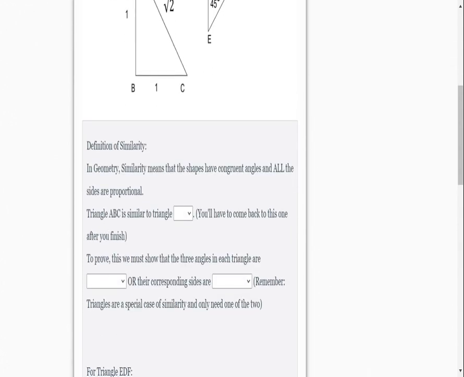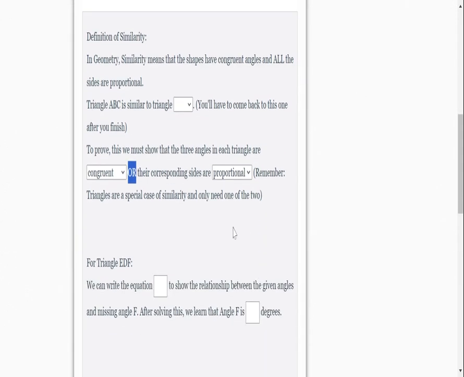To prove this, we must show that the three angles in each triangle are congruent or their corresponding sides are proportional. Okay, so this is a new thing. The "or" happens because they're triangles. If they're any other shape, we have to prove both. But for triangles, one proves the other. So triangles are a special case of similarity, and we only need one of the two statements.